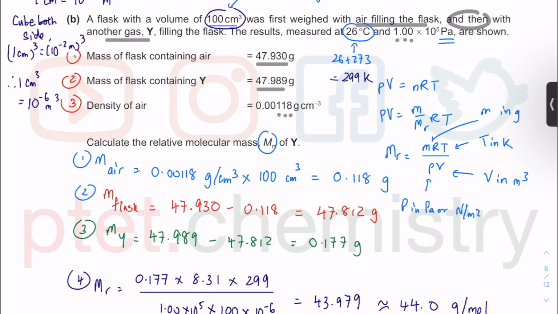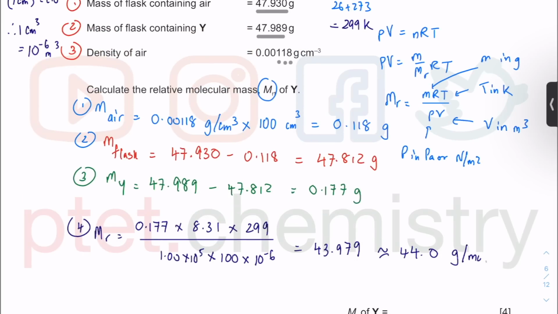This has a unit of gram per mole. If you don't like gram per mole, you can use g mol^-1. I don't think they'll penalize you for the unit, but it never hurts to know that the proper unit for Mr is gram per mole.